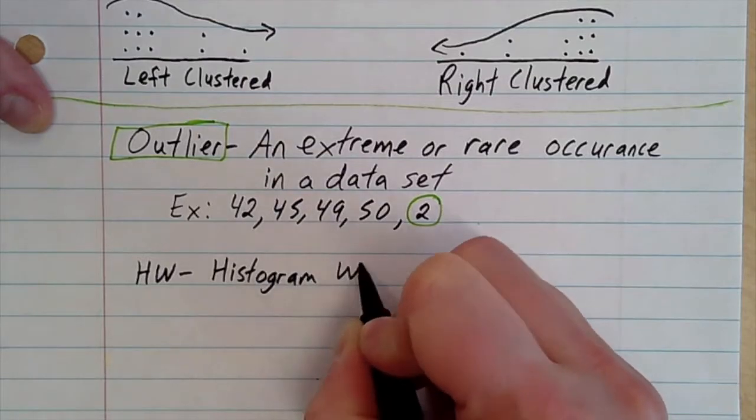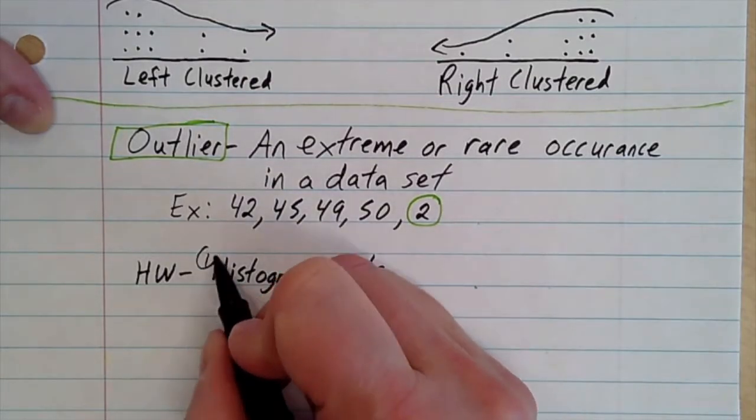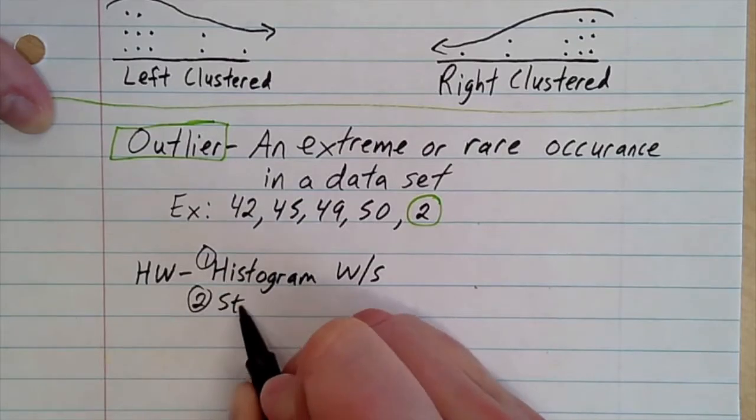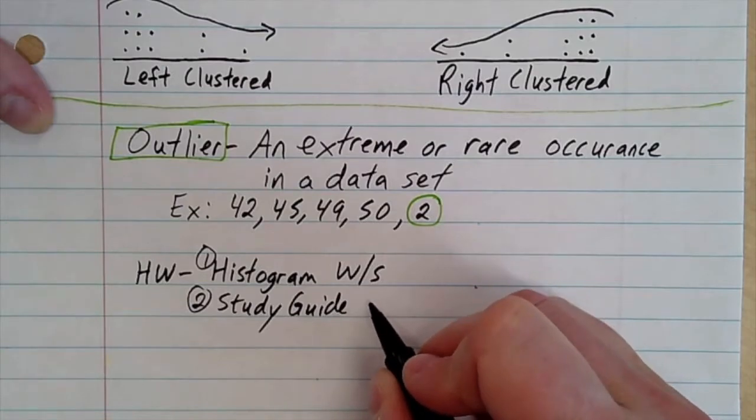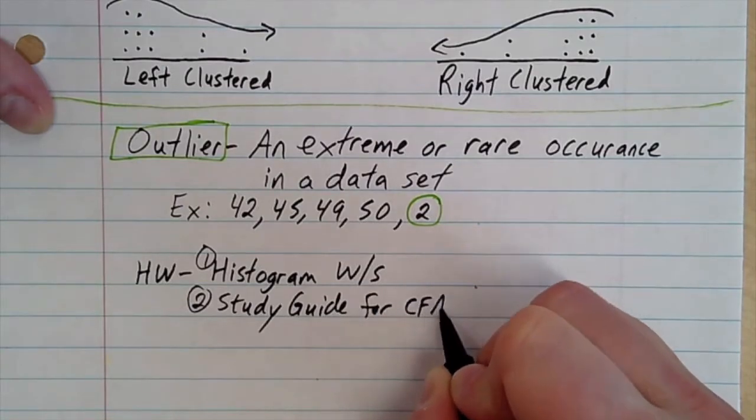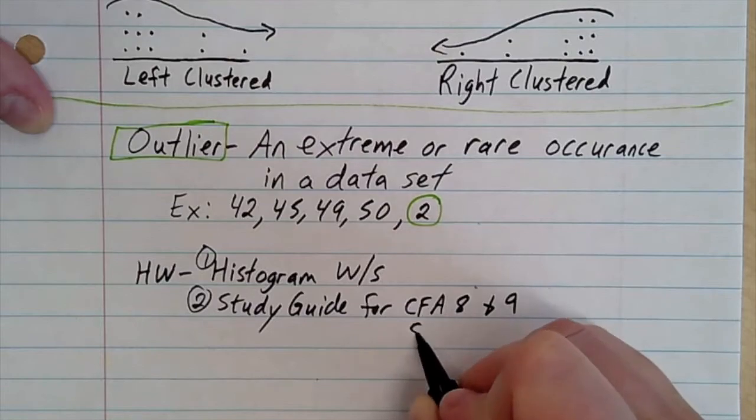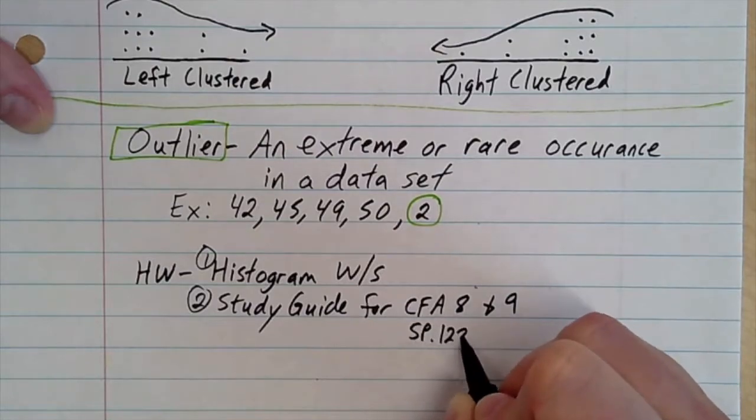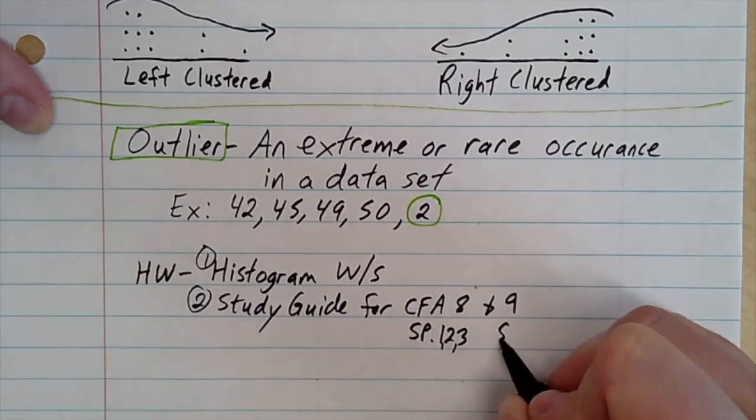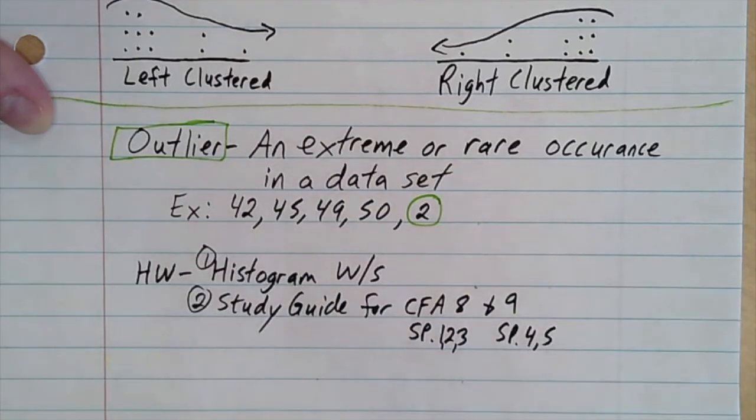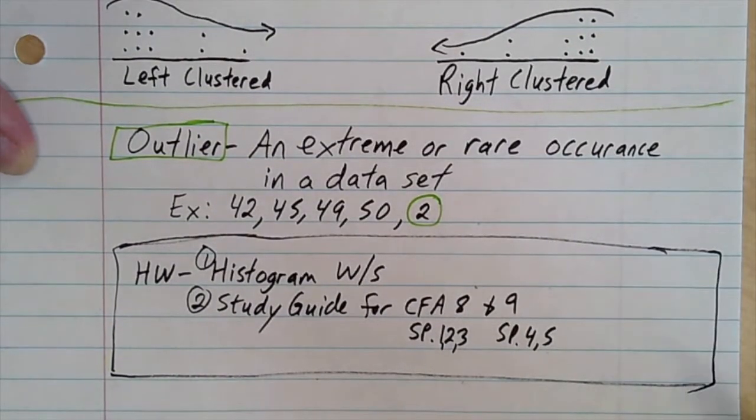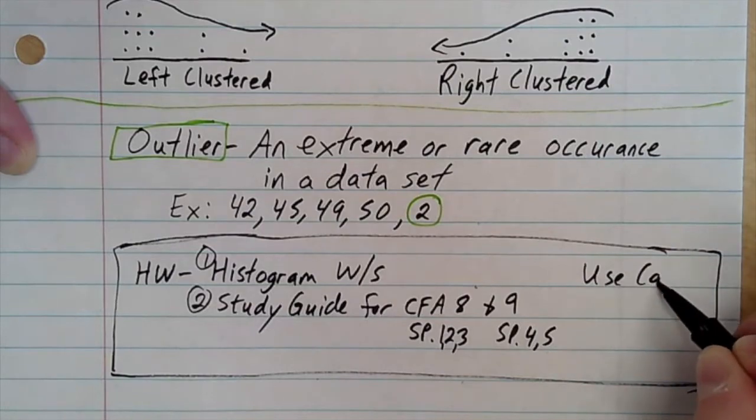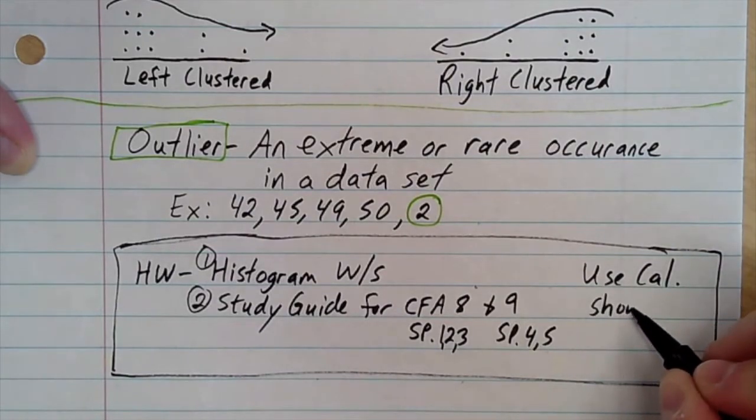The homework that goes along with our statistical terms: you need to do the histogram worksheet. It goes along with the histogram notes, and then you'll be ready to do the study guide for CFA 8 and 9. 8 has SP 1, 2, 3, and 9 has SP 4 and 5. We'll actually do all of this together. We'll even take the test together. You're going to use a calculator, but you need to show your work. Use a calculator, show your work.